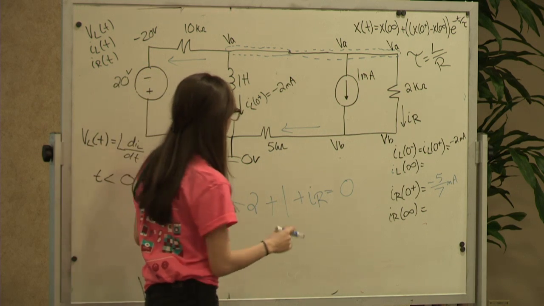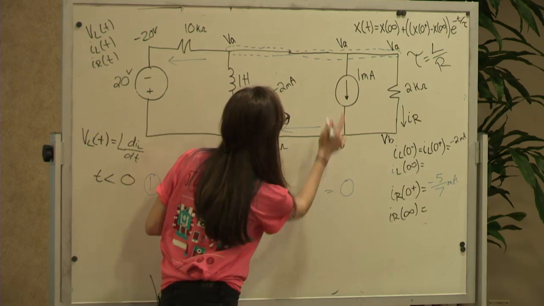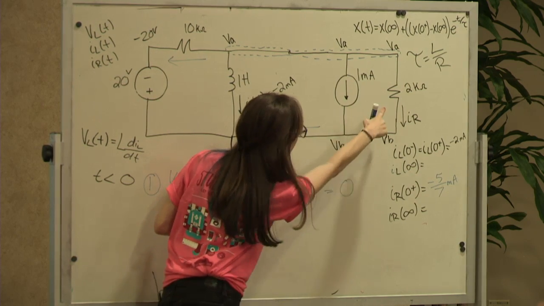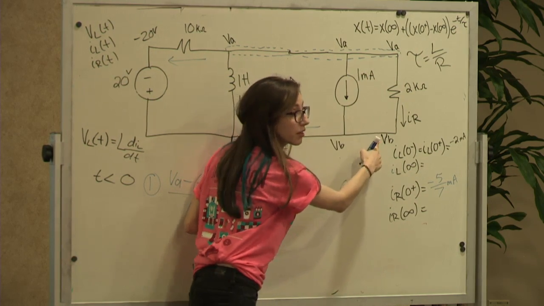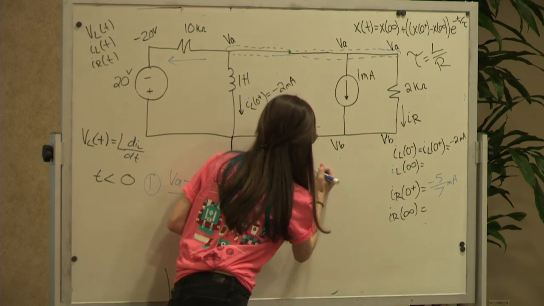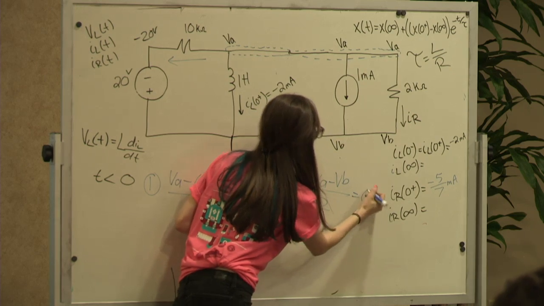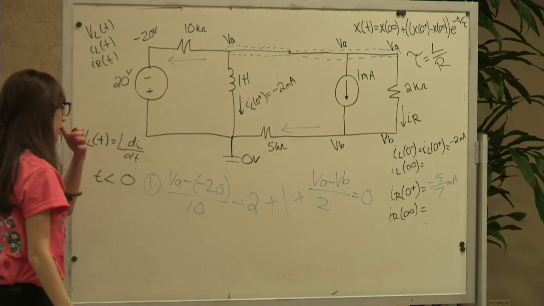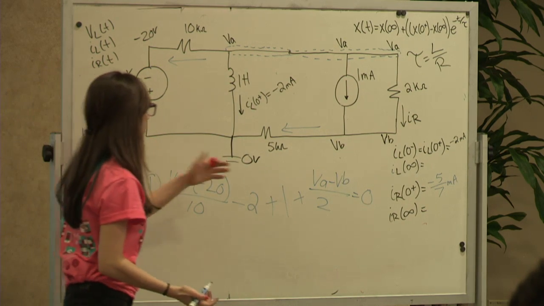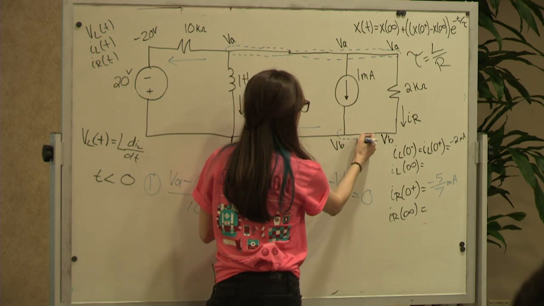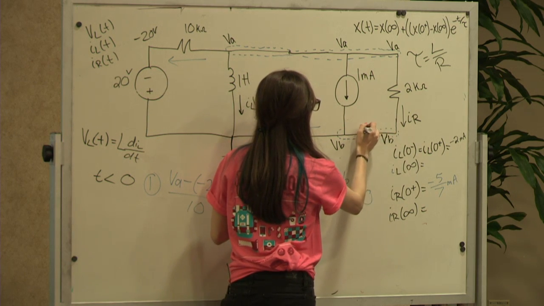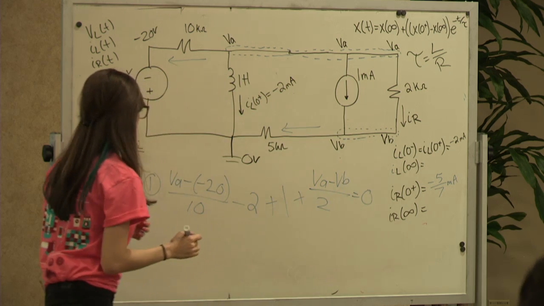Oh, sorry, IR, my bad. This is VA over 2. Oh no, VA minus VB. It's not 0 in this case. So VA minus VB over 2 equals 0. So 2 unknowns, 1 equation. We just need 1 more equation, and we'll do it right here, because this is all homogeneously VB.